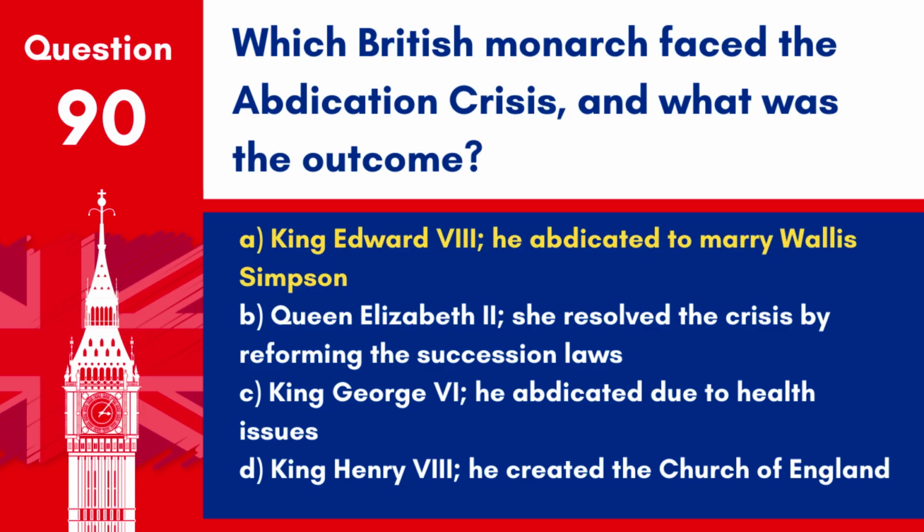Answer: A. King Edward VIII. He abdicated to marry Wallis Simpson. His abdication in 1936 was a major constitutional crisis of the time.